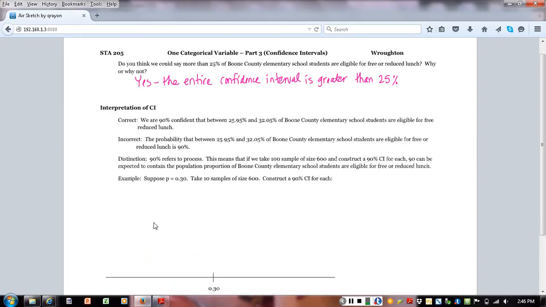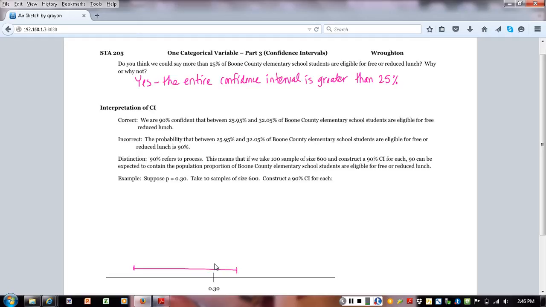So if I look at a graph of my confidence interval, we got 25.95% to about 32.05%. Look down here, so if I say, well, if P really is 30%, okay, my interval contains P, I had a good interval.